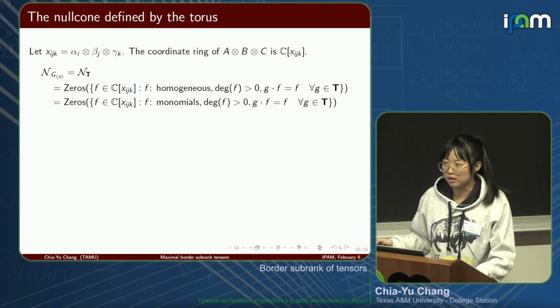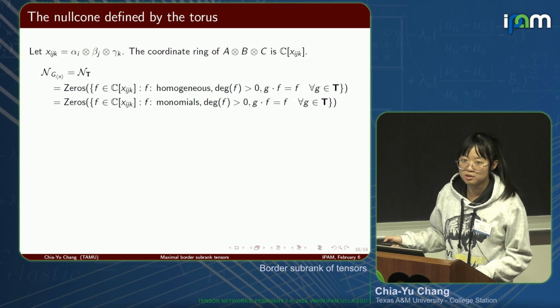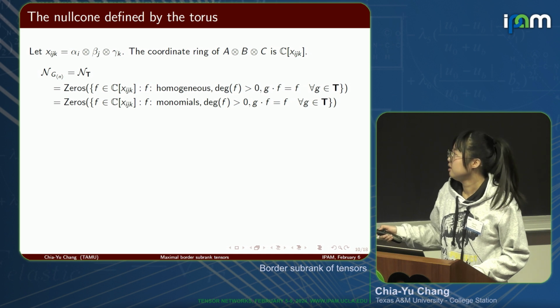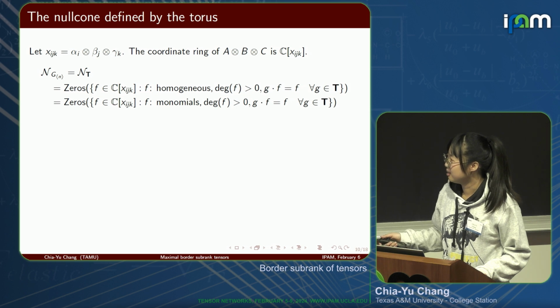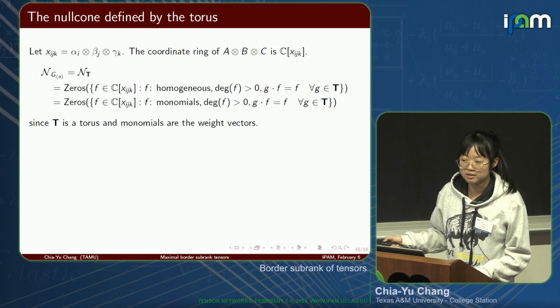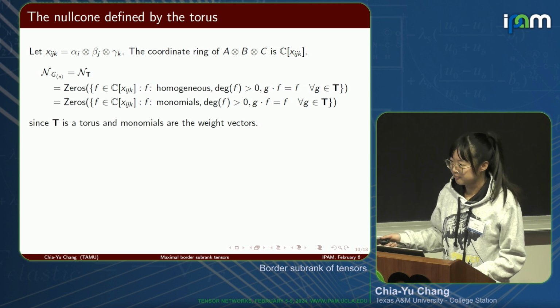And the null cone, there is a property that it is also equal to the zero set of homogeneous polynomials of positive degree that are invariant under the action of the group. So this is the null cone, and since T is a torus and the monomials are the weight vectors of T, we can just use the monomial polynomials rather than whole homogeneous polynomials satisfying this. Okay.